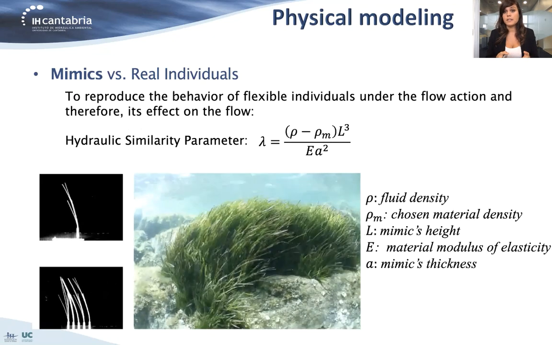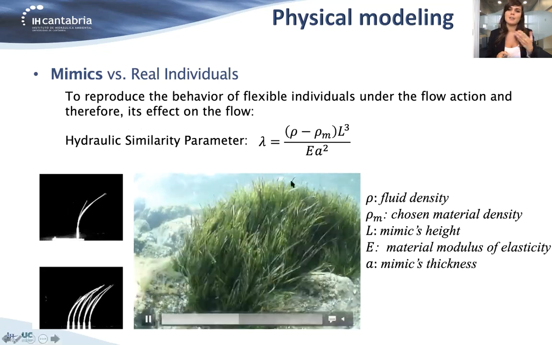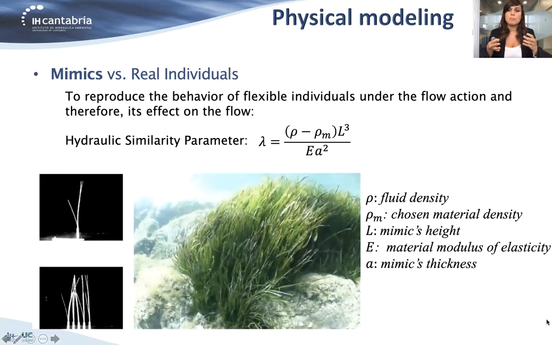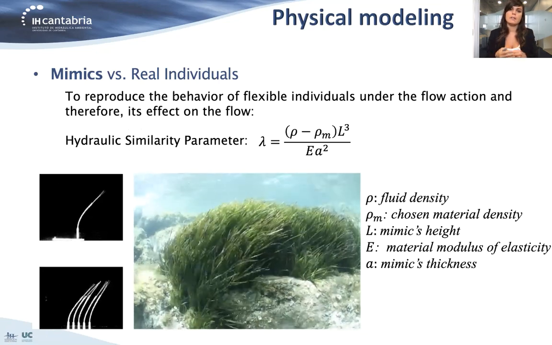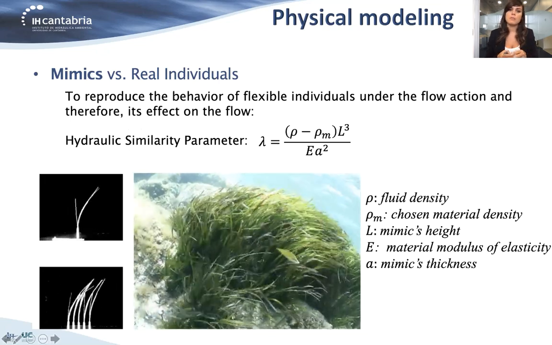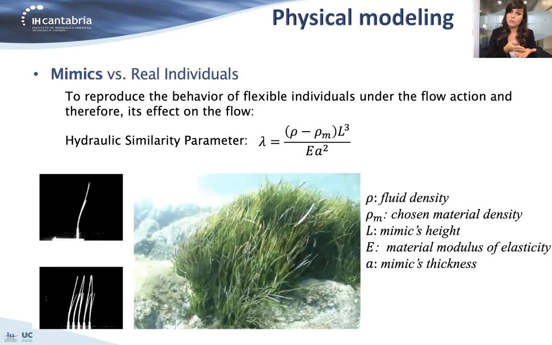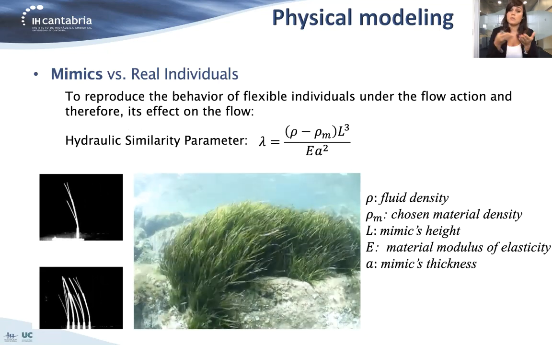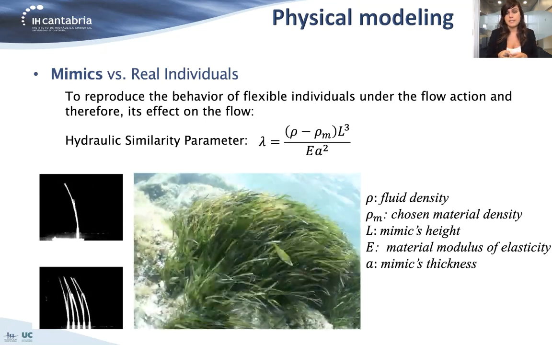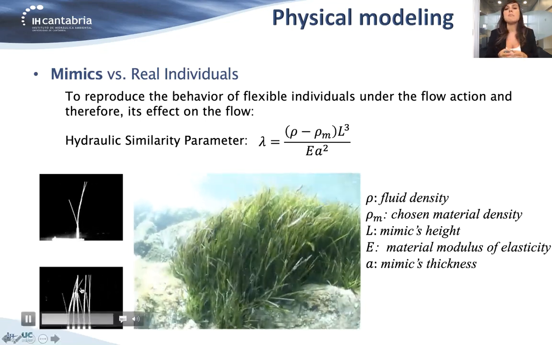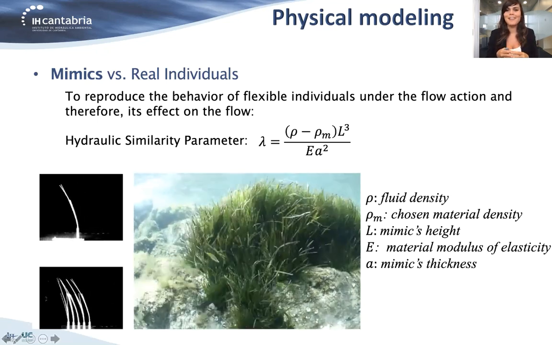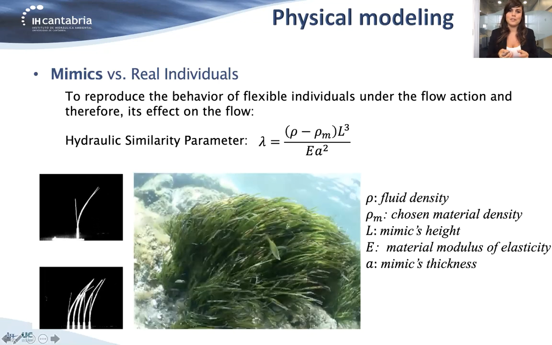When dealing with flexible individuals, parameters such as the hydraulic similarity parameter are used to reproduce the individual's behavior under the flow action. This parameter includes variables such as the density of the material used to build the mimics with respect to the flow density and its modulus of elasticity. This is an example of a Posidonia oceanica mimic, or several, subjected to oscillatory flow.